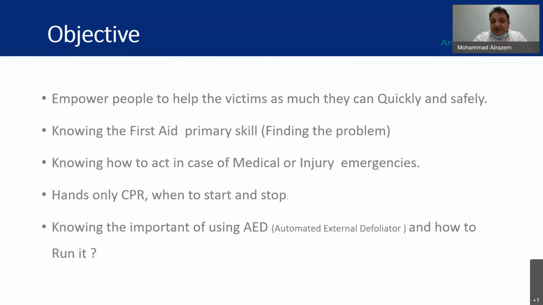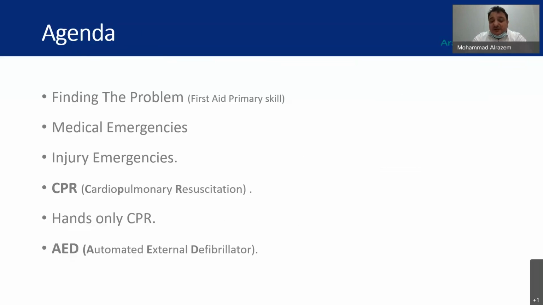Now, this is our objective. Let's see our agenda. First, I will talk about finding the problem. Next, we'll talk about medical emergency. We'll show some cases about medical emergency and how to do first aid for it. And of course, injury emergency. And we'll talk about CPR, the cardiopulmonary resuscitation, and the hands-only CPR technique. And of course, we'll conclude with the automated external defibrillator.